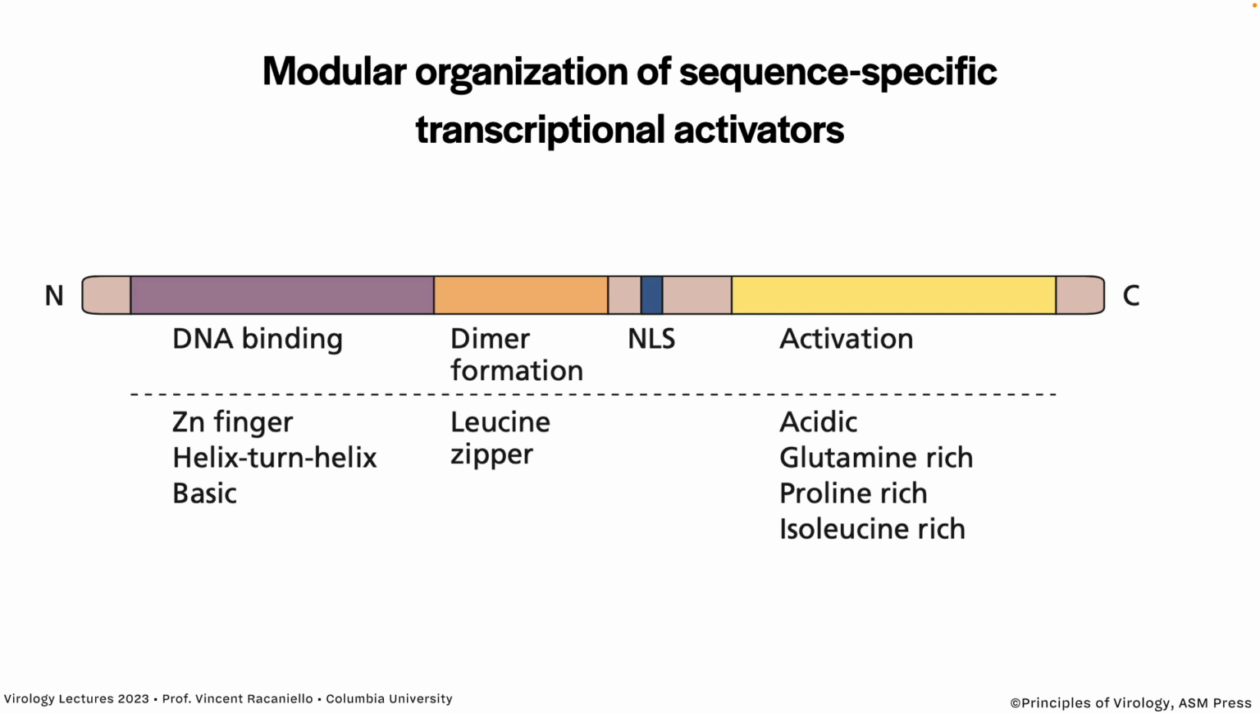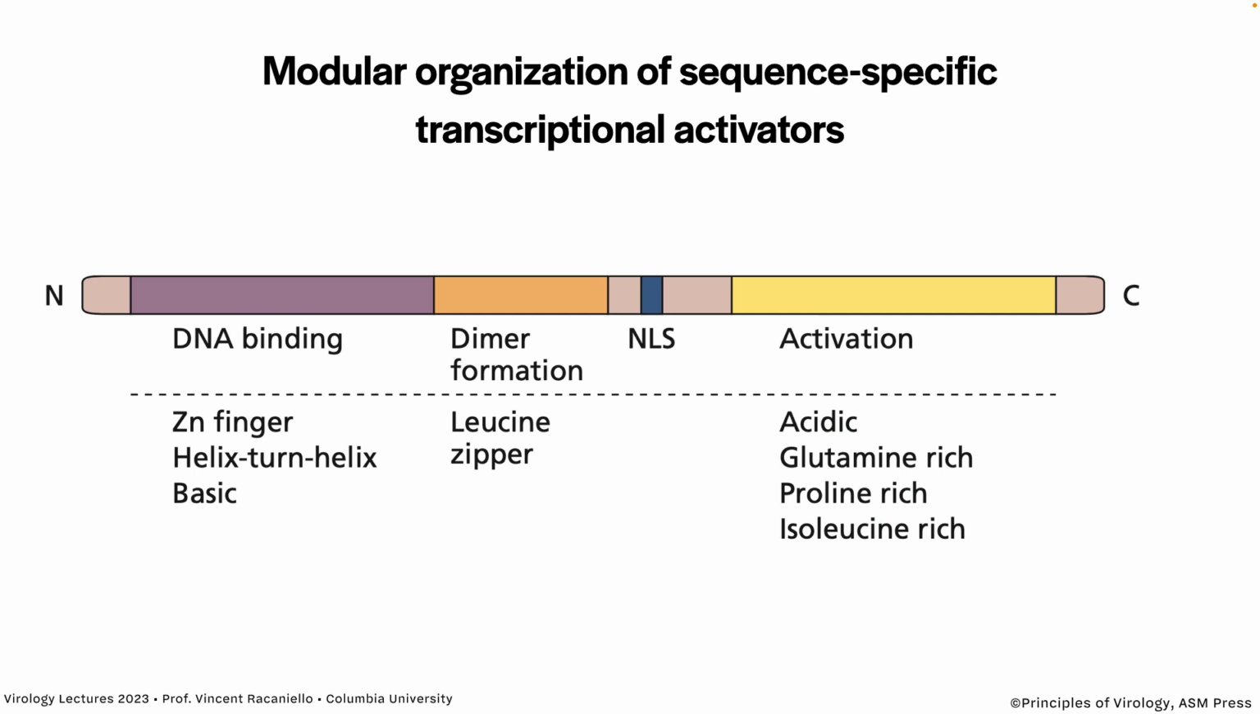There's an NLS, which is a nuclear localization signal, right? That is something to get these proteins into the nucleus because that's where they're working. They're made in the cytosol. And then finally, an activation domain, which stimulates transcription. Acidic, glutamine-rich, proline-rich, isoleucine-rich. These are all motifs that are found in the activation domain. So they have a modular organization, and you can swap these modules around and get different activities if you'd like.